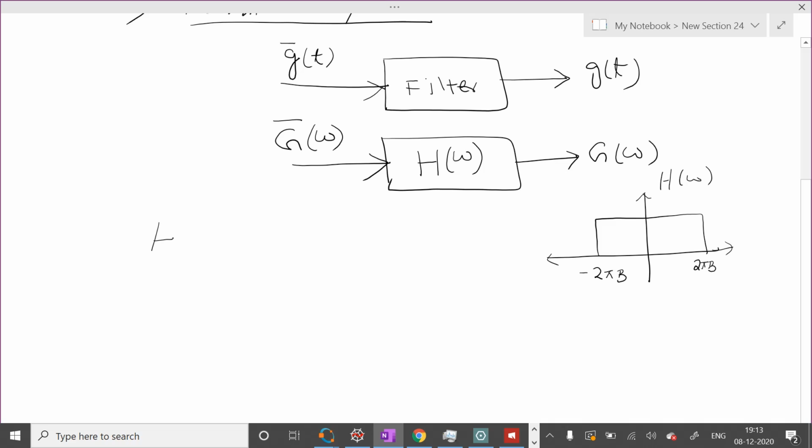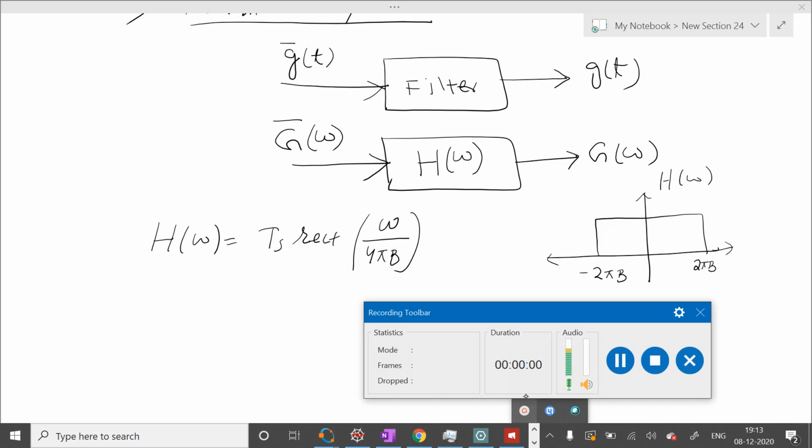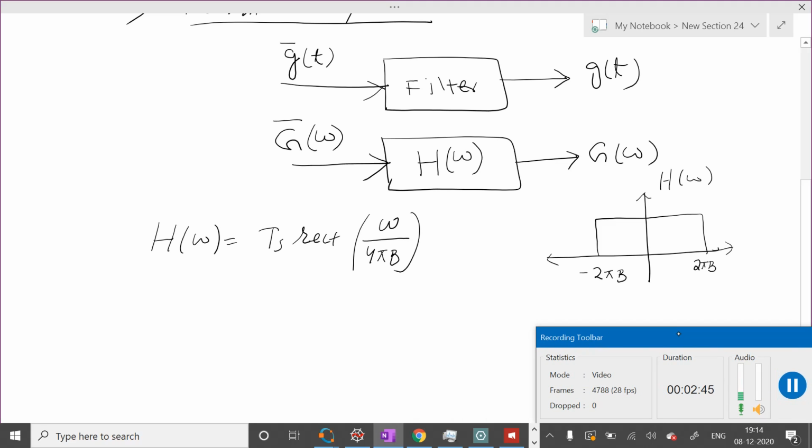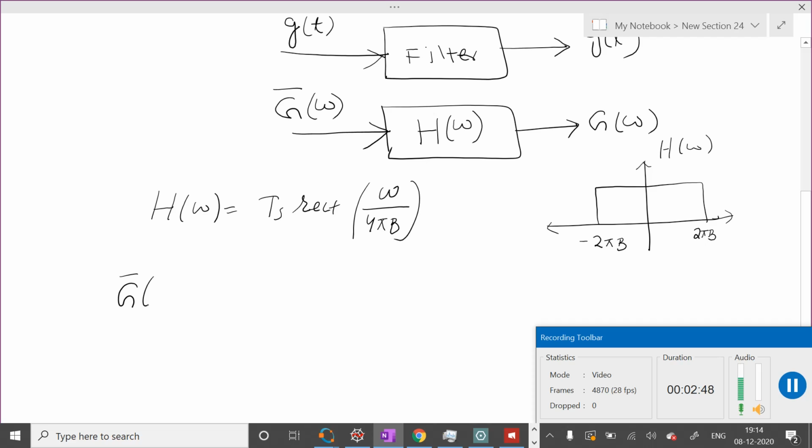Okay, and we can write it as ts times rectangular omega over 4 pi b. Now there is a reason for writing the ts part here. The reason is, if you look at g bar of omega, that is 1 over ts. Just recall yesterday's formula: sum over n equal to minus infinity to infinity of g of omega minus n omega s.